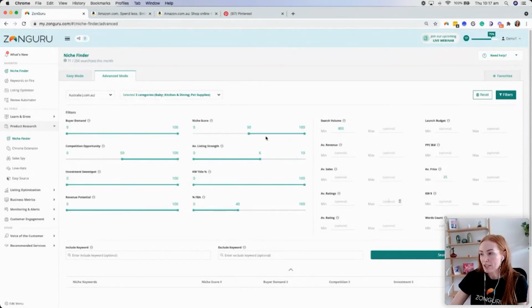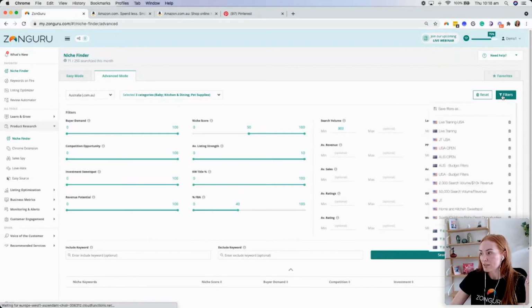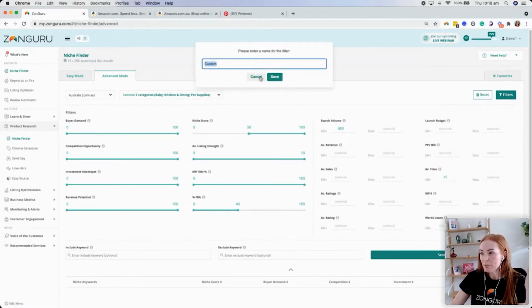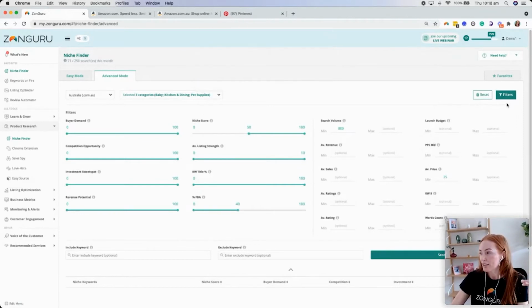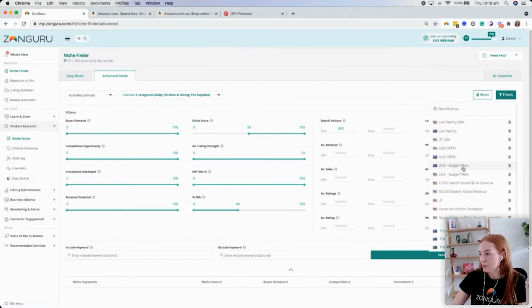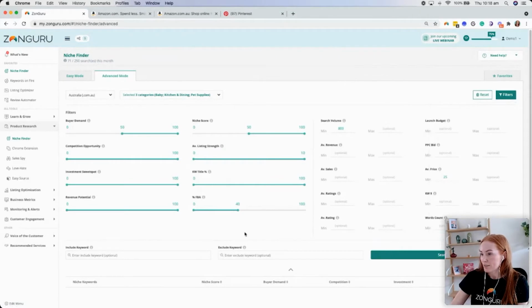So maybe I'll just keep the niche score above 50%. I'm not so concerned about the competition because in Australia, it's fairly weak across a lot of niches, which is great news for sellers. Maybe that's what I start with. I can always put in a launch budget here. But if I like this filter and it's a setting I want to come back to and search often, I can go to filters and save the filter. That means I don't need to keep thinking about this every time I go to find a niche. I can just come in and select my filters from the list. So maybe I say like this one here, click search.